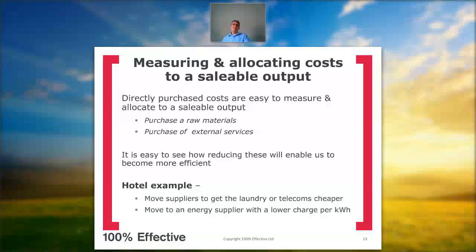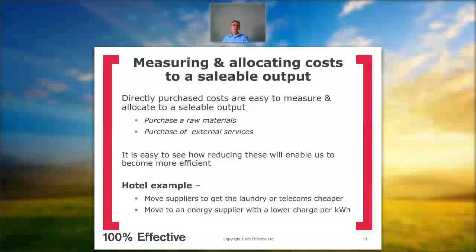Now, once we start to think about cost per saleable output, we then need to think about how we're going to measure and allocate these costs. Some costs are easy to measure and allocate. Directly purchased costs, for example, are easy to measure and relatively easy to allocate to saleable outputs. Examples of this might be the purchase of raw materials or the purchase of external services. And it's easy to see how reducing these will enable us to become more efficient.